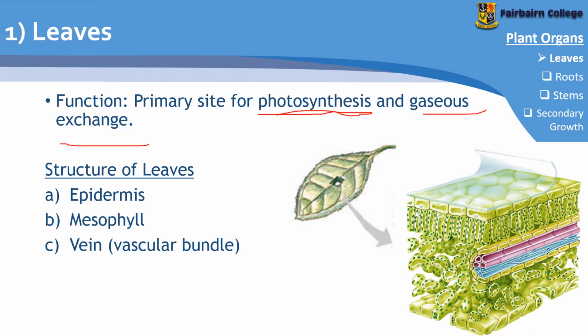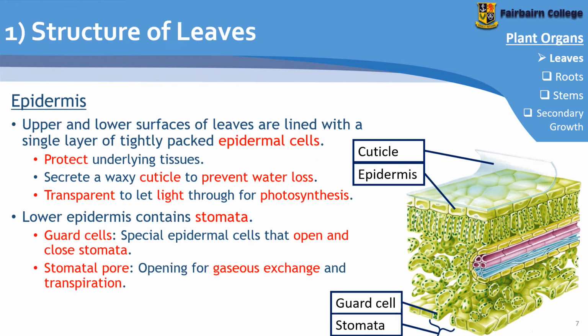And then we have a look at the three areas inside of the leaf. Okay, so we're going to split up the parts of the leaf into three areas. So we'll look at these independently. So the first area inside of the leaf that we're going to look at is the epidermis. Okay, and the epidermis is the upper and lower surfaces of the leaf. Okay, and their main function is just to protect the leaf.